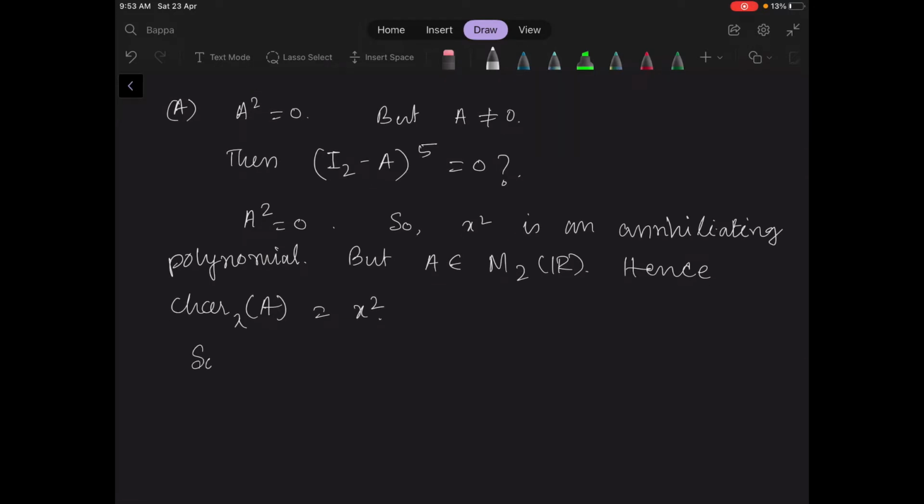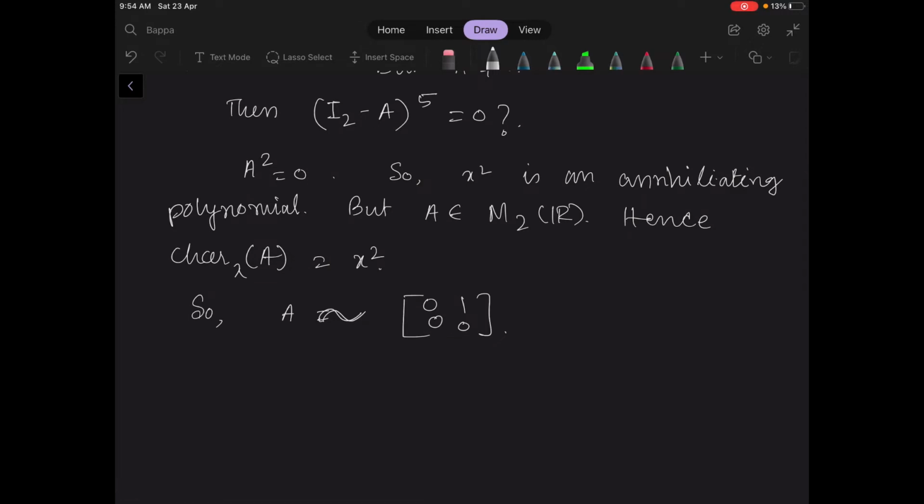So A has this Jordan form; A is similar to this matrix. Now we can prove this with a very small proof. Since A is not equal to 0, there exists a V in R2 such that A V is not equal to 0.